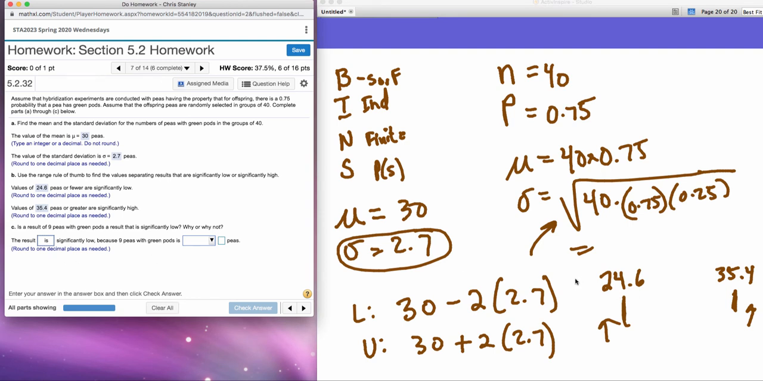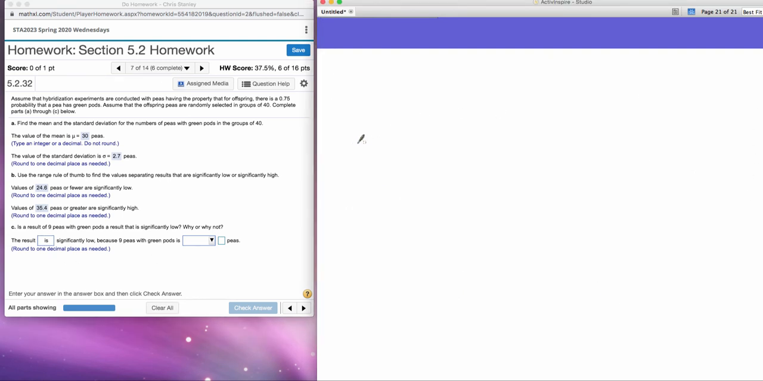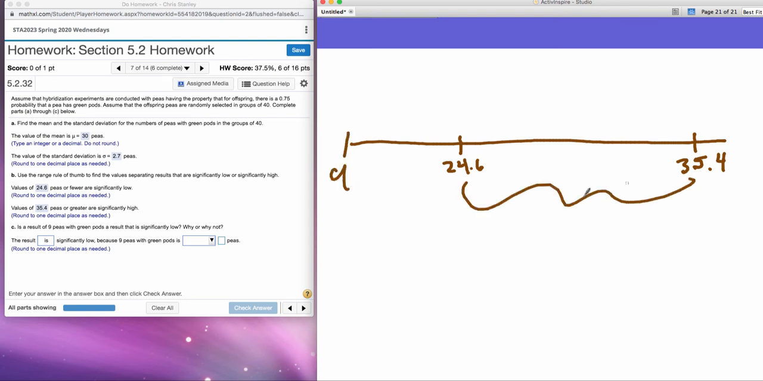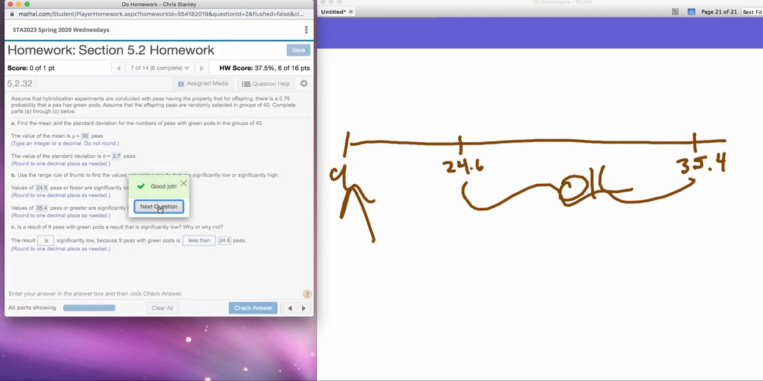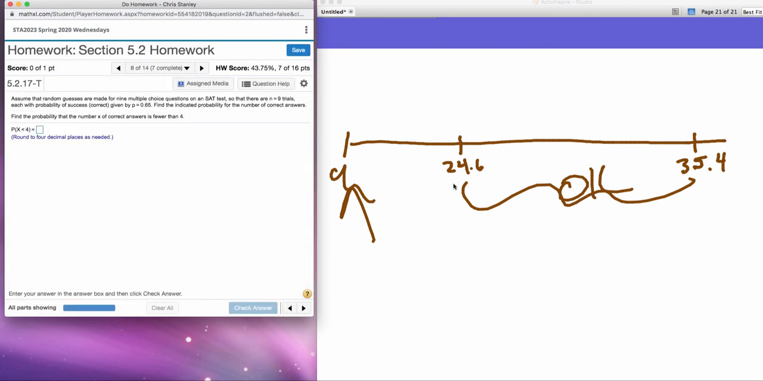So they're asking about 9. Let's do a number line. 9's like over here somewhere. These are all okay. These are all like outliers. So I'm just like, hey, 9 is less than that value.